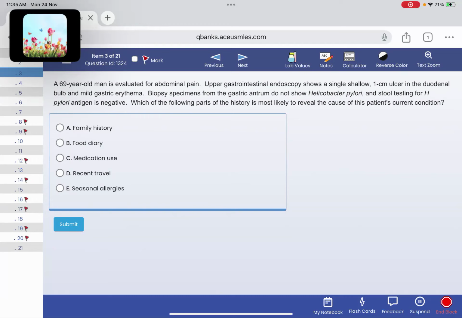Which of the following parts of the history is most likely to reveal the cause of this patient's current condition? A 69-year-old man is evaluated for abdominal pain. Upper gastrointestinal endoscopy shows a single shallow 1 centimeter ulcer in the duodenal bulb and midgastric erythema. Biopsy specimens from the gastric antrum do not show Helicobacter pylori, and the stool testing for H. pylori antigen is negative. Which of the following parts of the history is most likely to reveal the cause of this patient's current condition?